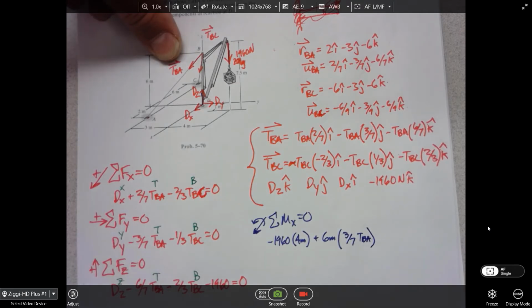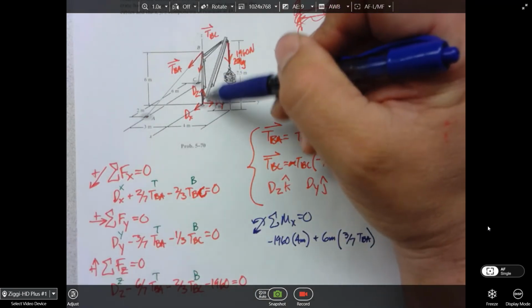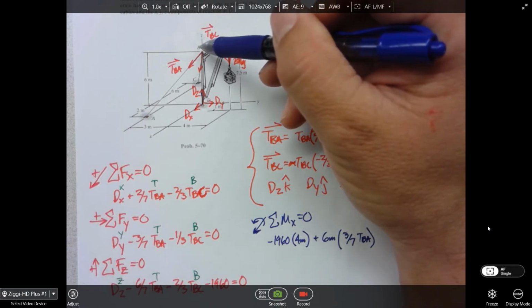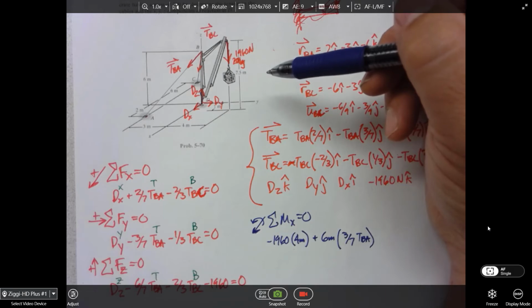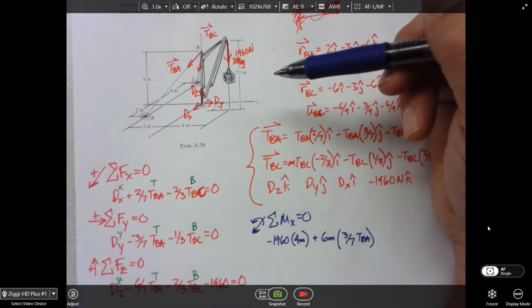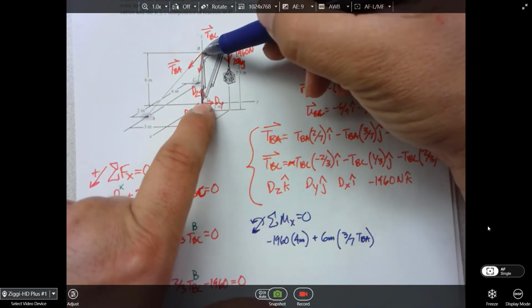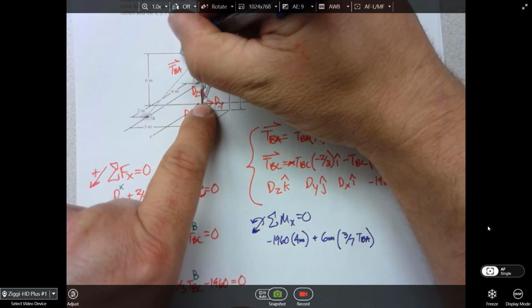TBA is the one that's coming towards us. But I'm taking the moment about the x-axis, so I'm going off that way, right? Does everyone understand where this is confusing right now? Why is it 6 meters? Because TBA acts right here at B, and it's 6 meters off of the x-axis. So I'm looking at the y component of it that goes in that direction.